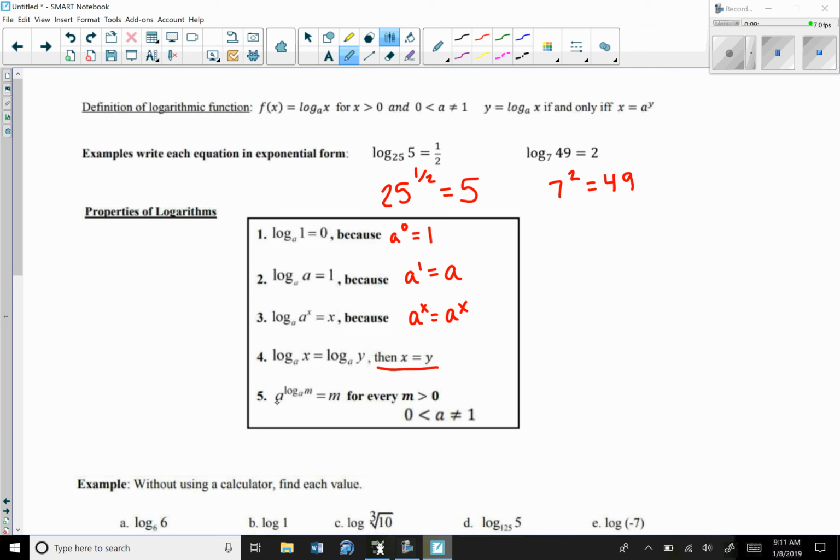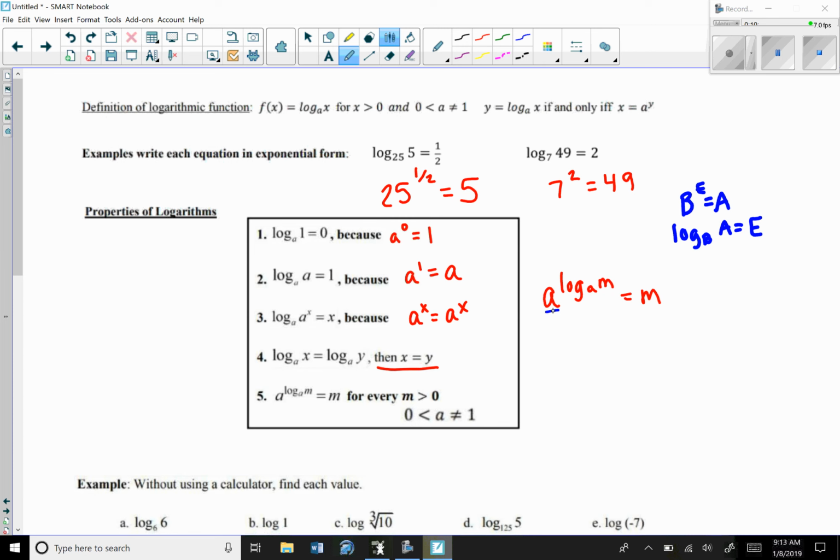So if I have a to the power of log base a of m, it's equal to m for every m greater than 0. And a has to be bigger than 0, but it cannot be equal to 1. So just to look at this last property real quickly, if I were to rewrite this in logarithmic form, you'd see why this is true right here.